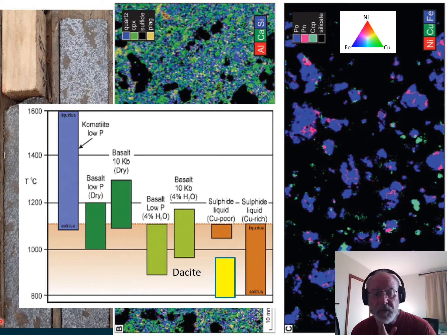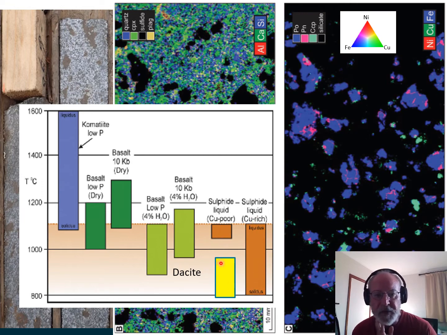Now on the right-hand side there, those brown bars show sulfide. Copper-poor sulfide, there's not very much copper in the ore. The copper-poor sulfide starts to crystallize about 1100 degrees, and it's solid by about 1050. If it's a copper-rich sulfide, again it starts to crystallize about 1100. It solidifies all the way down to about 800.